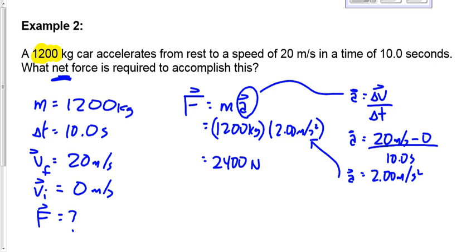This is how many digits? 4. Zeros at the end of a number count. Zeros at the beginning don't count. So that's 4 digits. This is 2. This is 3. Final answer should be 2 digits, right? That means 2,400. I'm going to have to put it in scientific notation, right? 2.400 times 10 to the 3. We want it in 2 digits.